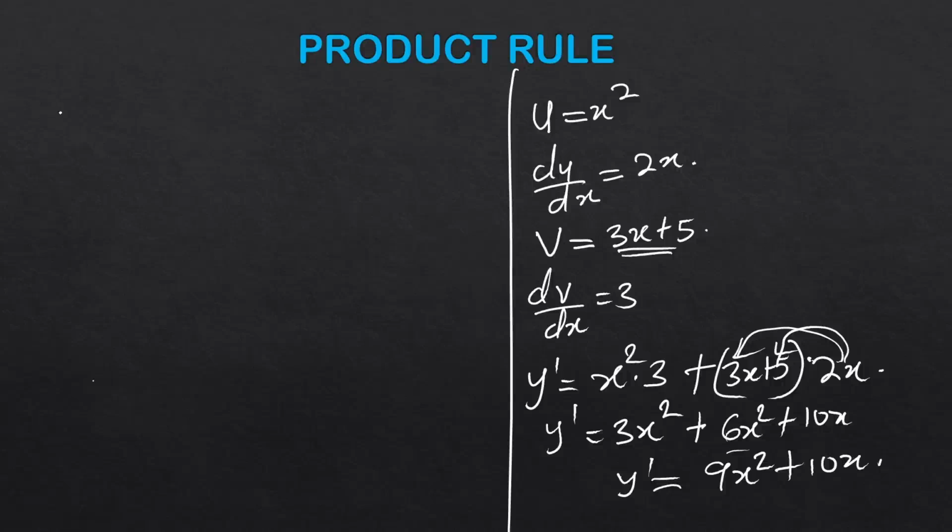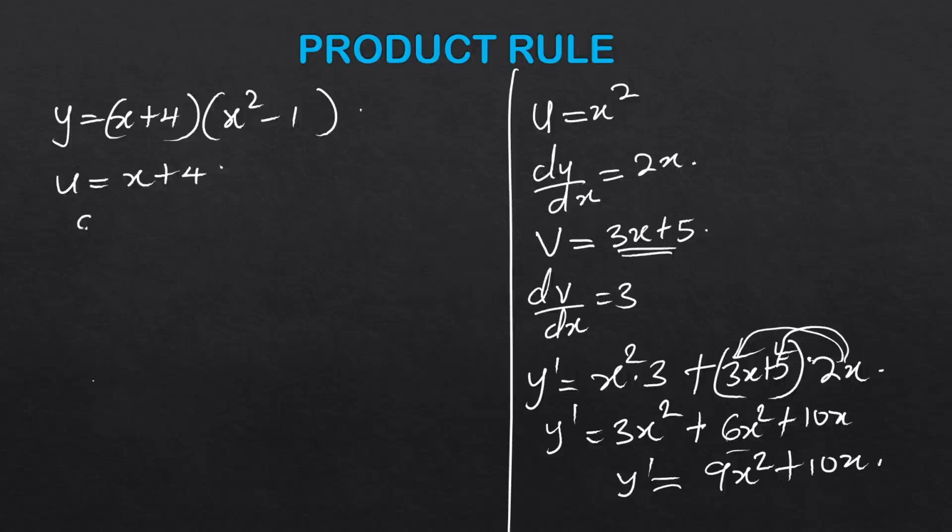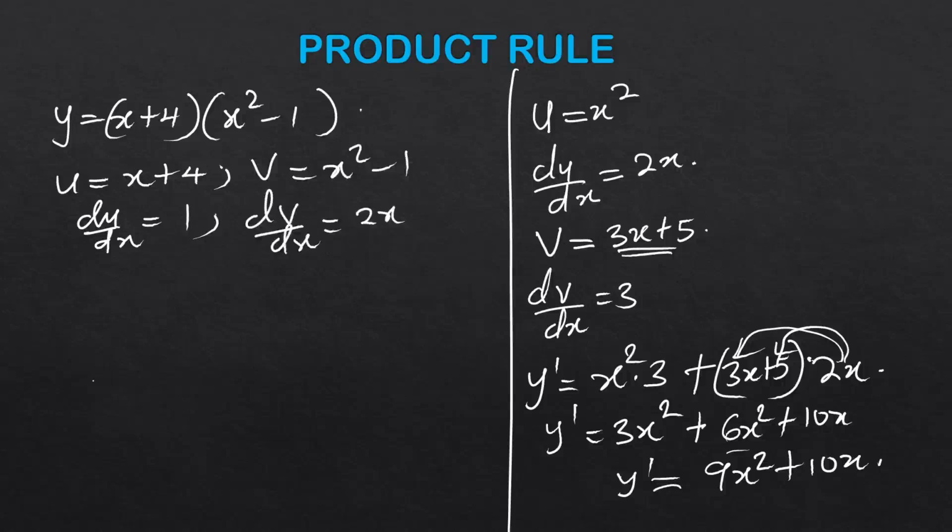So let me say that y is equal to x plus 4 times x squared minus 1. Somebody should now say, oh, this one is harder. The same process, same approach must be applied. So I'm going to say that u is equal to x plus 4, therefore du/dx is equal to 1. Then v is equal to x squared minus 1. Now dv/dx is equal to 2x, and minus 1 is a constant, so it should be 0.